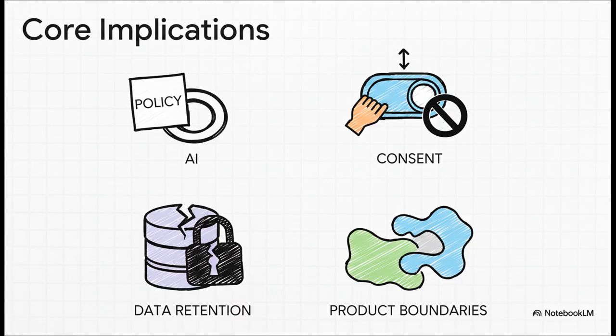2, when opt-out is the default, it's not really a meaningful choice for users. 3, keeping data indefinitely is a huge security and privacy risk waiting to happen. And finally, when you can't tell where one product ends and another begins, it undermines basic data protection principles.